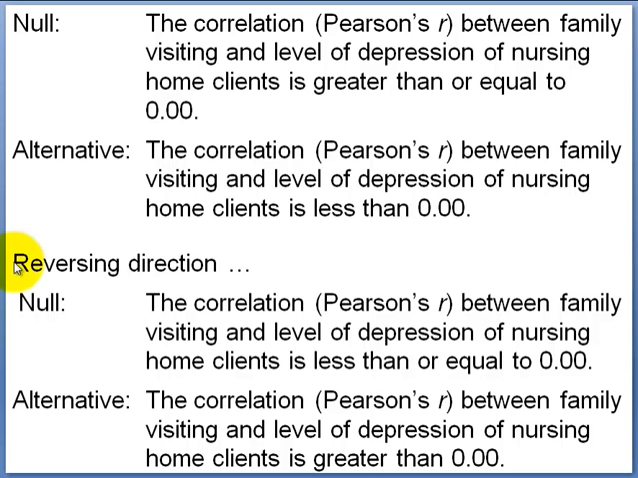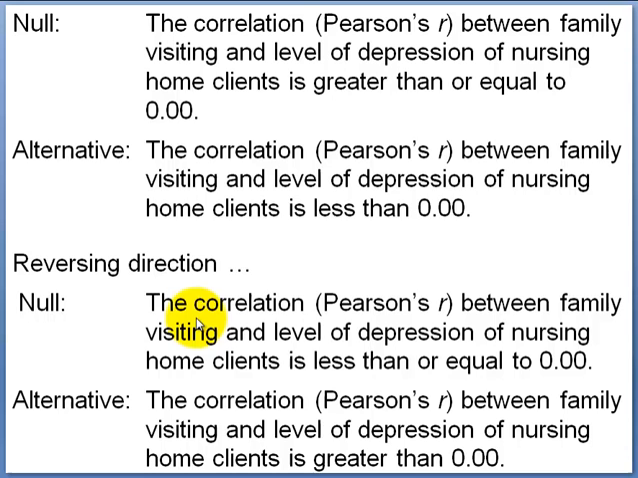Soon we'll get into which direction, when we use a directional pair, the null states and which direction the alternative states. But for now, let's just express the directional pair for this current example, but reversing the direction. So if we reverse the direction in the null, we would state the correlation between visiting and depression is less than or equal to 0.